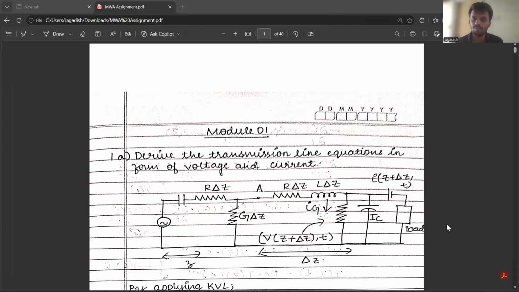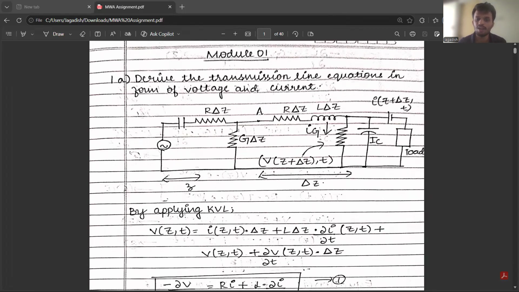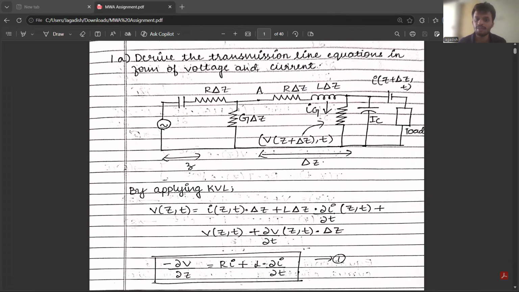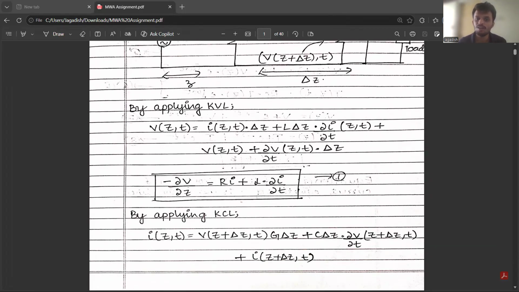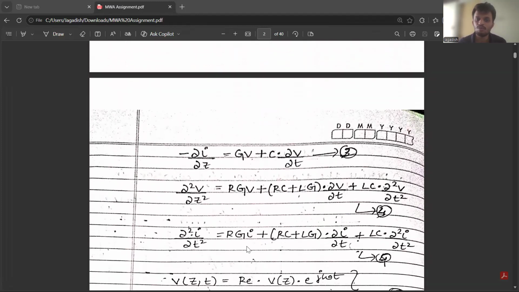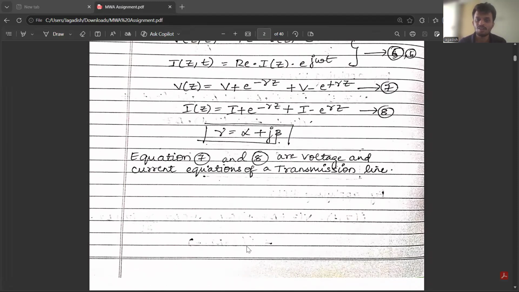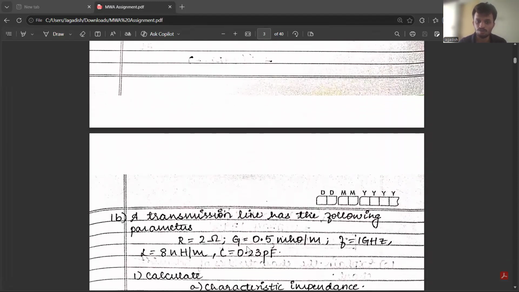Module 1: you have to compulsorily learn the derivation of the transmission line equations in the form of voltage and current. This is very much important. You have to apply KVL and KCL, and you will get the voltage equation and the current equation. Based on these, you will get the final voltage and current equations.